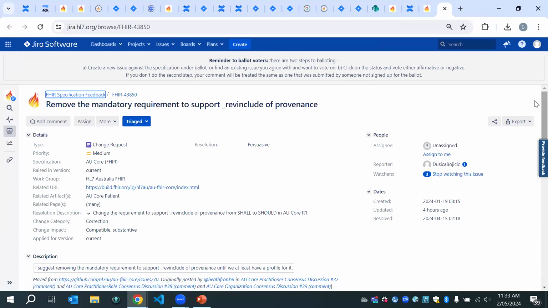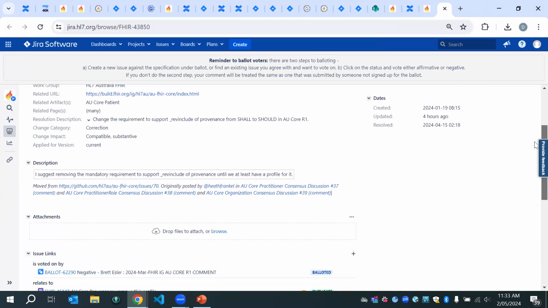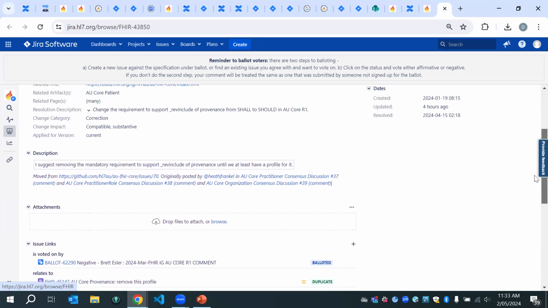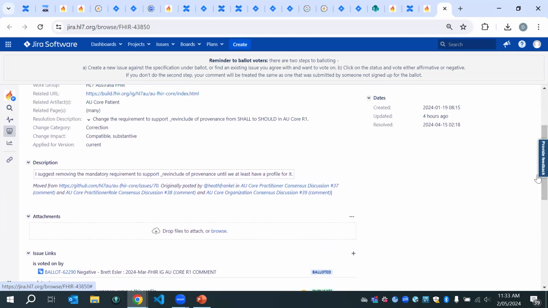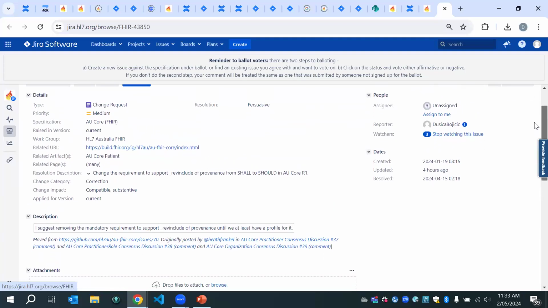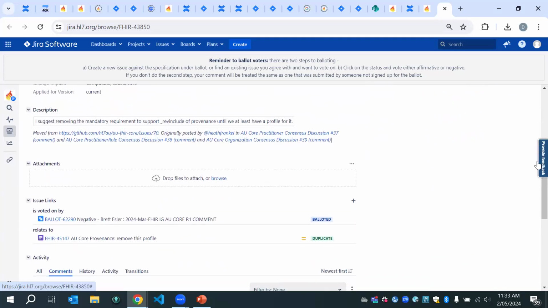Okay. So remove mandatory requirement to support rev include of provenance. This was originally a topic from our very first September meeting last year, that we ported out from the GitHub, which was to suggest, exactly what it says, removing it until we at least have a profile for it, which we do. There's an AU Core provenance profile. The proposed resolution is to change the requirement to support rev include from shall to should. And this was written as persuasive. That's how that was interpreted, that it's no longer mandatory.